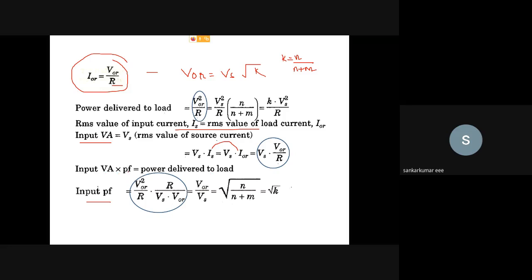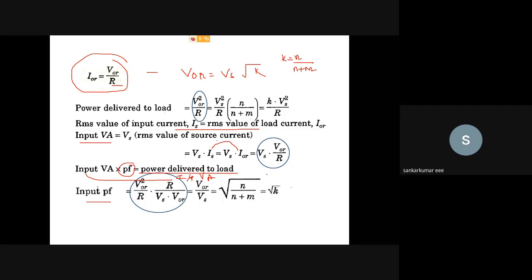So from this we can calculate the input power factor, which is equal to power delivered to load divided by input VA. So power delivered to load we have the formula as V naught R square by R, and input VA will have the formula as Vs into V naught R divided by R.